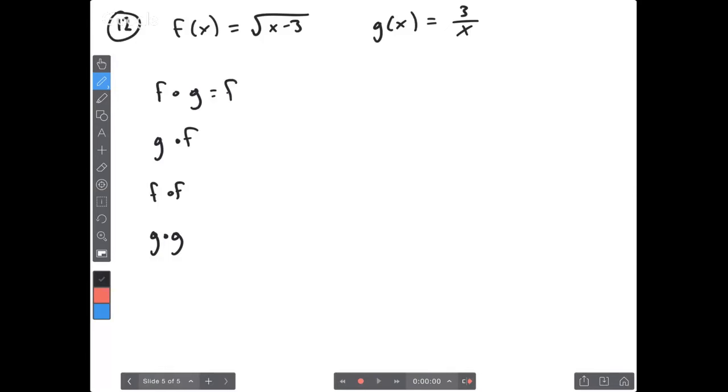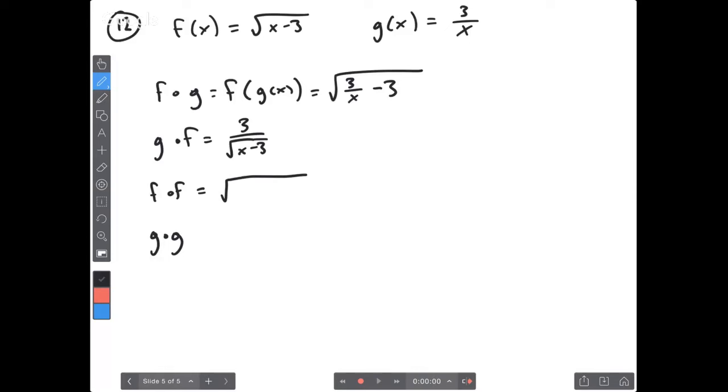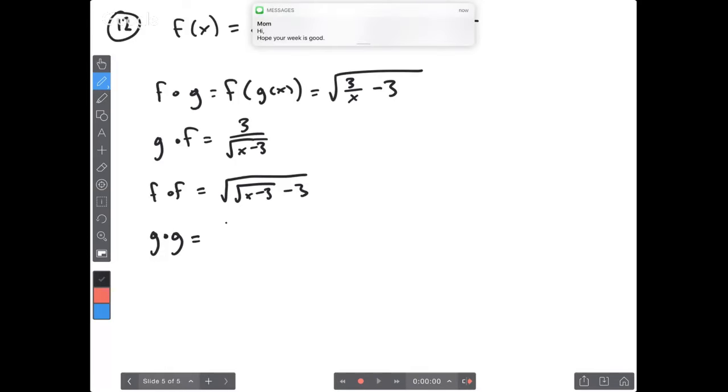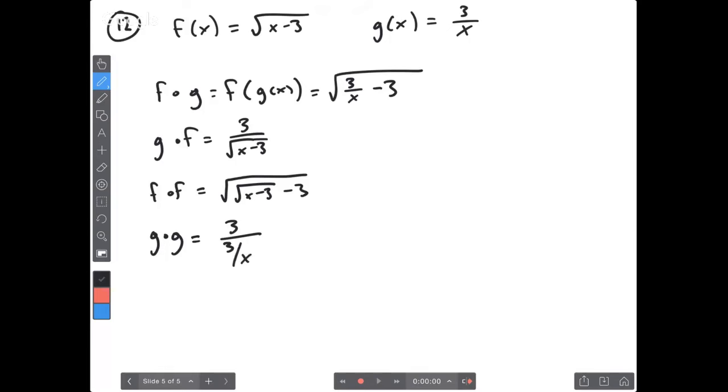So f composed with g, again, what that means is we take g of x and plug it into f. So that's going to mean I start writing f of x, and as soon as I get to an x, I write 3 over x instead of an x. Sweet. That looks good. In g of f, I start writing g, but as soon as I get to an x, I write f of x. In f of f, I start writing f, but as soon as I get to an x, I write f again. X minus 3 minus 3. And in g of g, 3 over 3 over x. So all of those are reasonably acceptable forms.